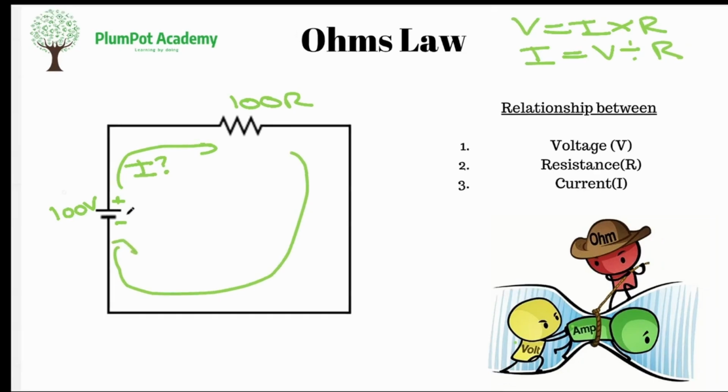So what is this current? With this formula, we can calculate that I is equal to my volts divided by my resistance. So my voltage is 100 and my resistance is 100 ohms. 100 divided by 100 is 1, and this is 1 amp. So that means the current through the circuit is 1 amp, which is quite a lot.